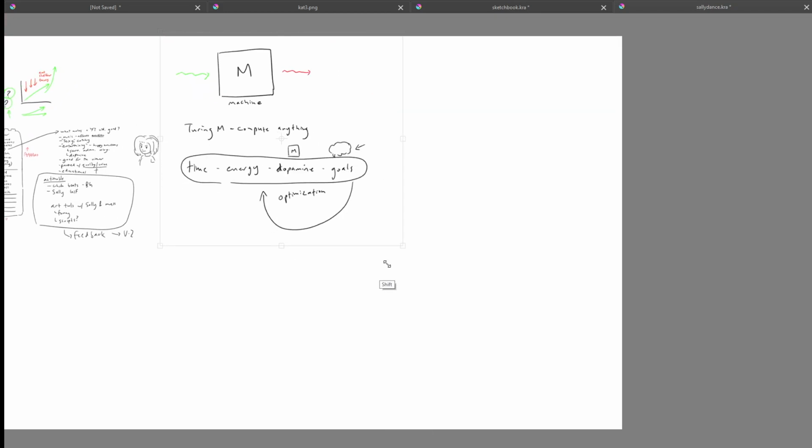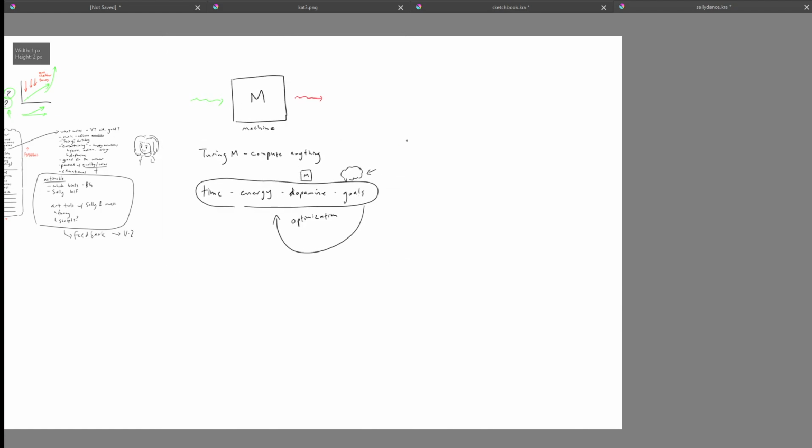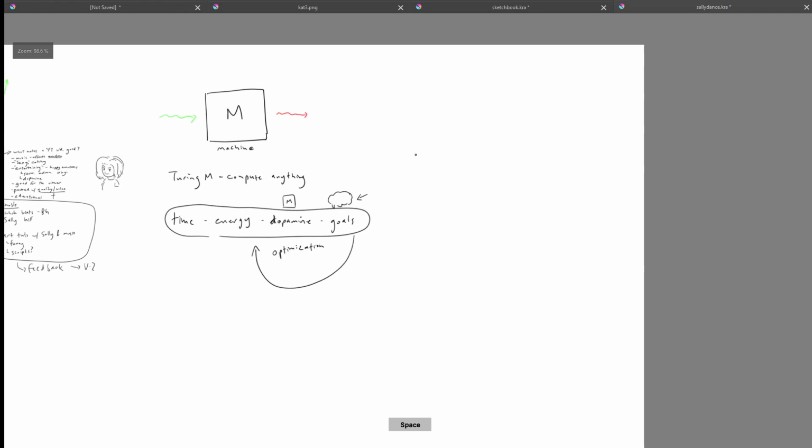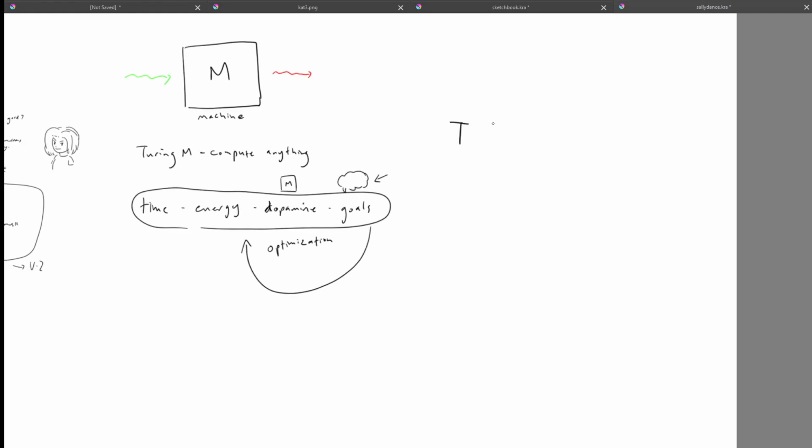So now we can look at the four things that sort of solve life. Let's say that a good, successful life equals these things: time, energy, dopamine, and goals. Now they all relate to each other some way. As of right now, I have a simple multiplication, but multiplication could be the same as division or whatever.